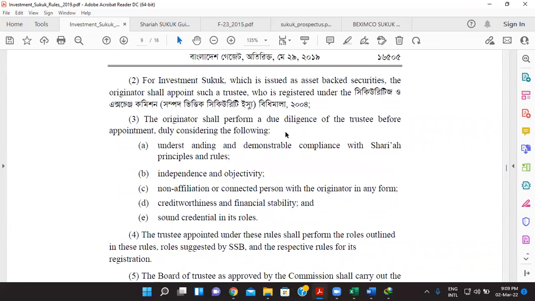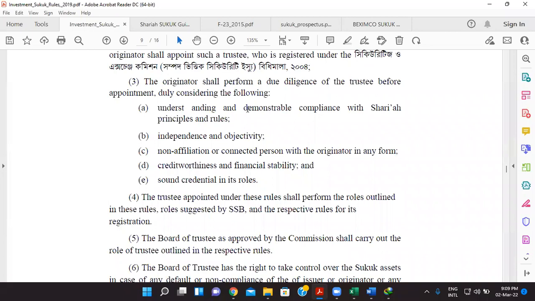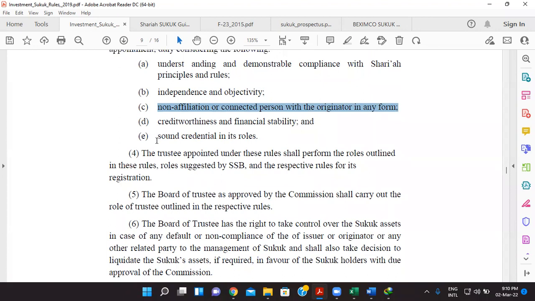The originator shall perform a due diligence of the trustee before appointment, duly considering the following: understanding and demonstrable compliance with the Shari'ah principles and rules, independence and objectivity, non-affiliation or connected person with the originator in any form. This is a huge requirement, that in any case you have no linkage with the originator. And the creditworthiness and the financial stability, the SPV should have sound credentials in its role.